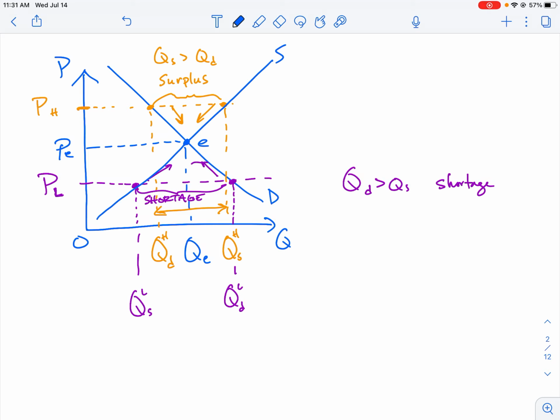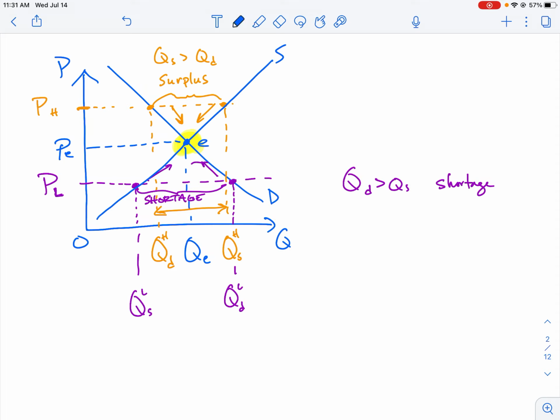And so what happens? Whenever the price is lower than the equilibrium price, there's a shortage, and that puts upward pressure on price. When the price is higher than equilibrium, there is a surplus, and there tends to be downward pressure on price. And where do they end up? Right? Everything is pushing in the direction of this equilibrium.